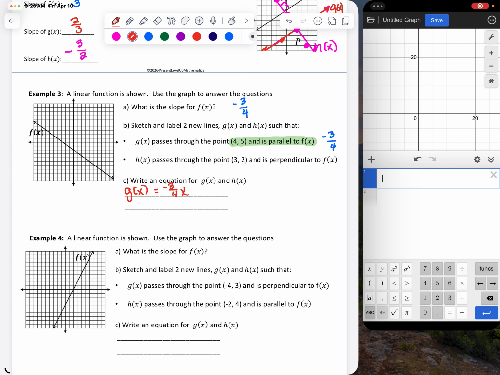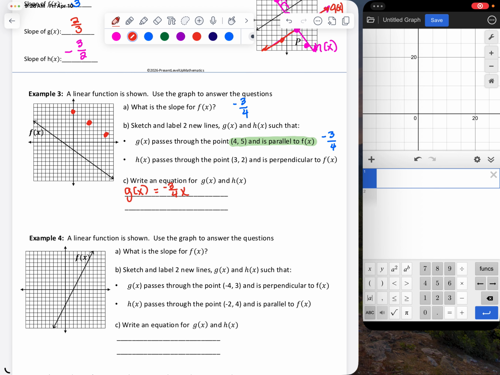So our starting point is (4, 5). So let's put a dot there. Okay, so there's our starting point. And I want to use my slope, negative 3/4, to make a new line. So go down 3, right 4, and I end up there. Now let's go the opposite way. Up 3 and left 4. It ends up right there.